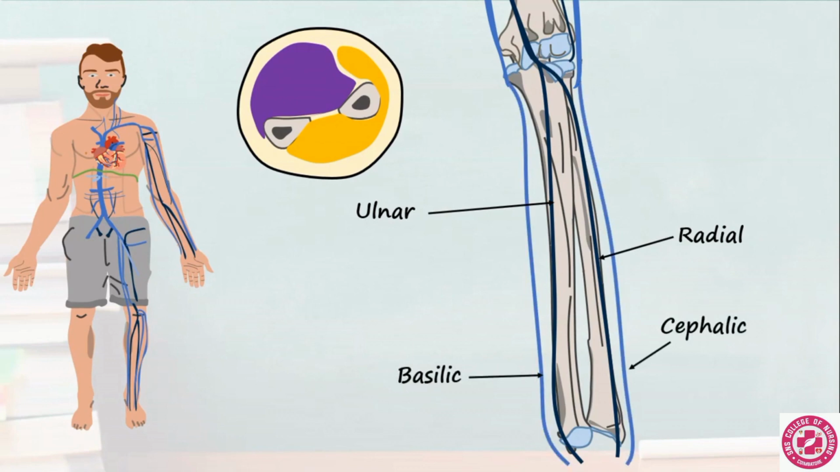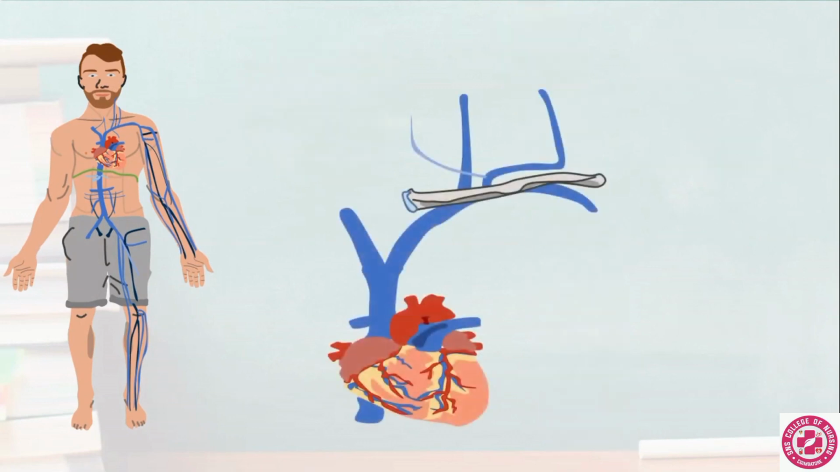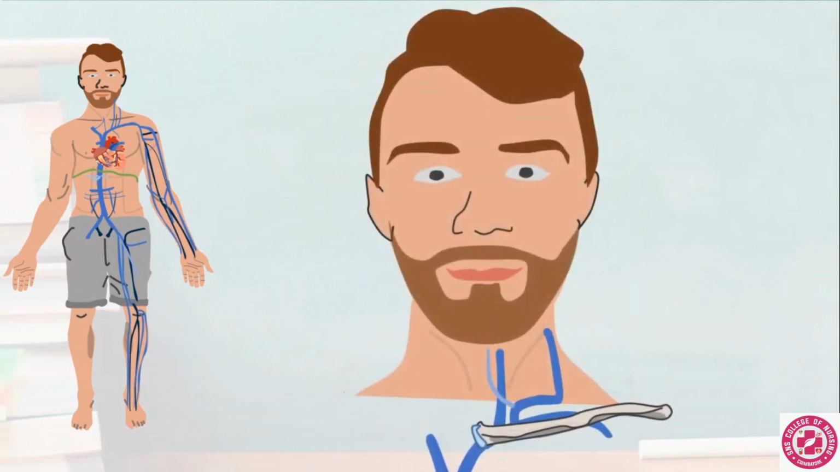At the crease of the elbow, the basilic and cephalic veins join together to form the median cubital vein, which itself receives blood from the median antebrachial. The median cubital vein is typically where you'll draw blood from when performing venipuncture. Okay, we're very nearly done. Let's finish by following the veins which drain the head and neck.